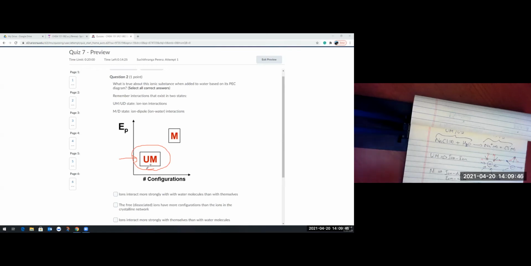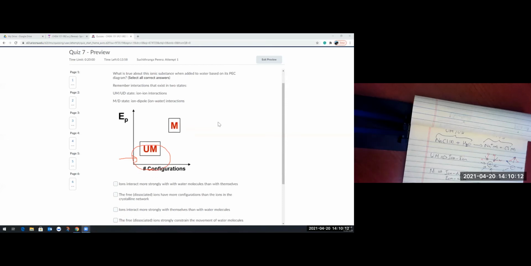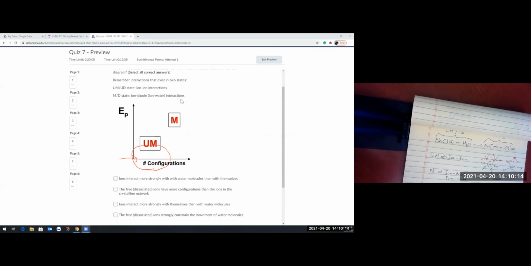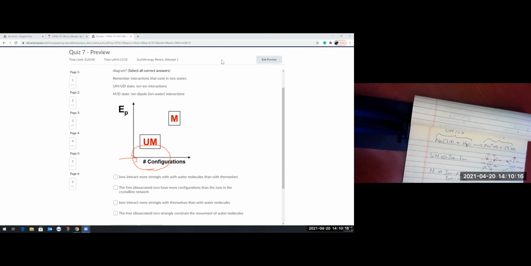Now, this tells me immediately what interactions are stronger: ion-ion interactions or the ion-dipole interactions in the mixed state. What can you tell me about that? What interactions have to be stronger then? Thank you. The ion-ion interactions are stronger than the ion-water or ion-dipole interactions in the mixed state. That is one of the things that we can immediately conclude from this PE diagram.